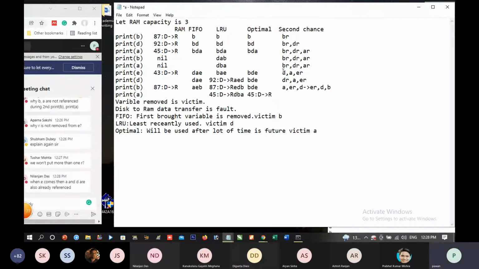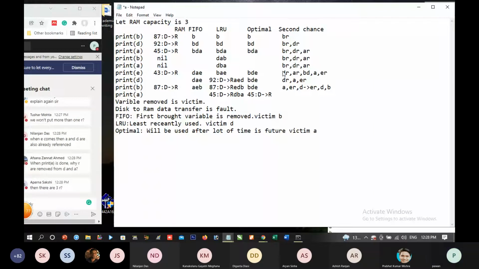We will try to write down, make the victim B, but since B is referenced, we shall remove R in front of B and we shall put B at the last. Now D is referenced, we shall remove R. We shall remove R.